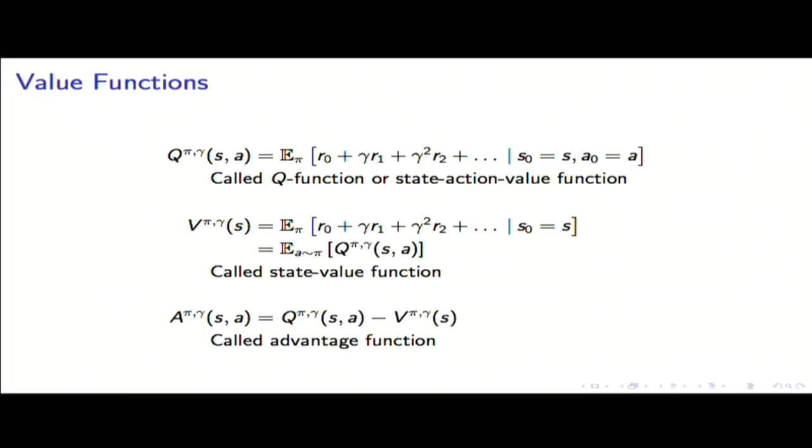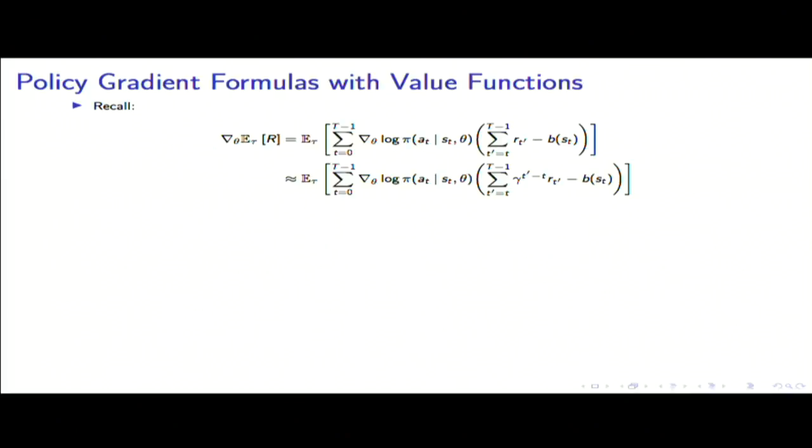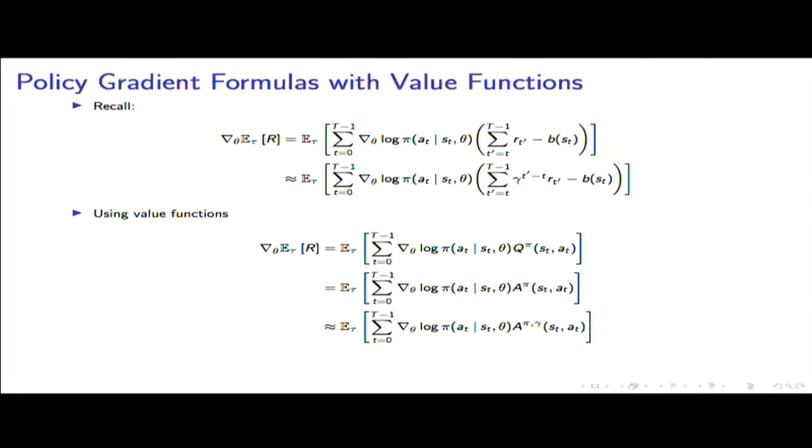And remember that a few slides earlier we talked about the advantage estimator. That was actually just an estimator of the advantage function that we just mentioned right here. So we can plug those value functions into our policy gradient estimators. Recall that this is what the formula looks like for the policy gradient estimator that introduces a discount factor. And using a value function, we can derive a new set of formulas.